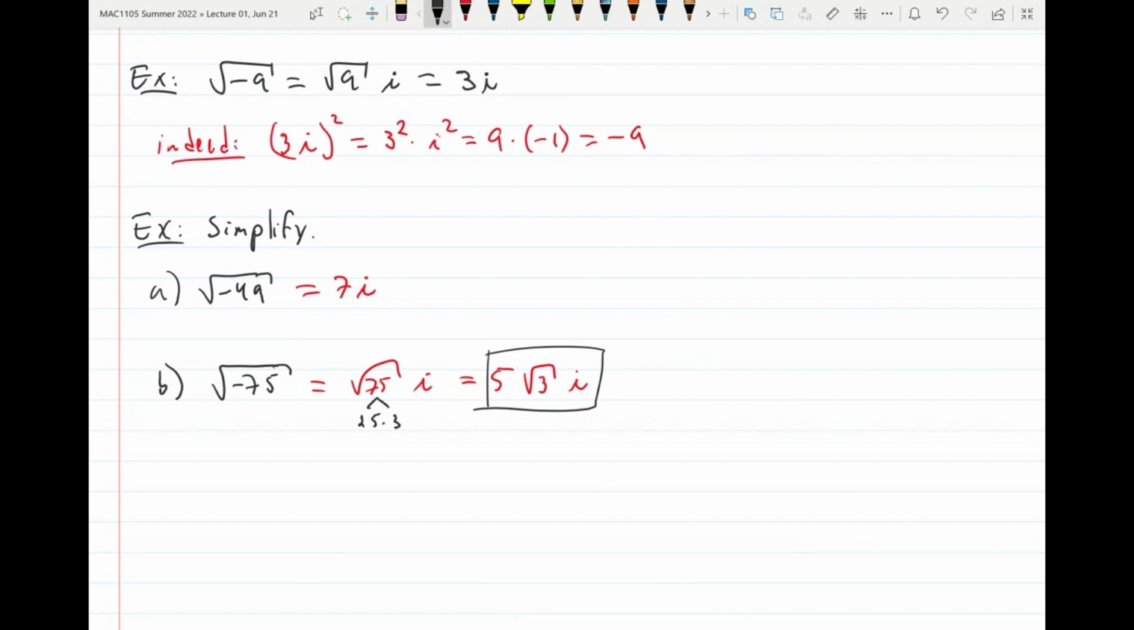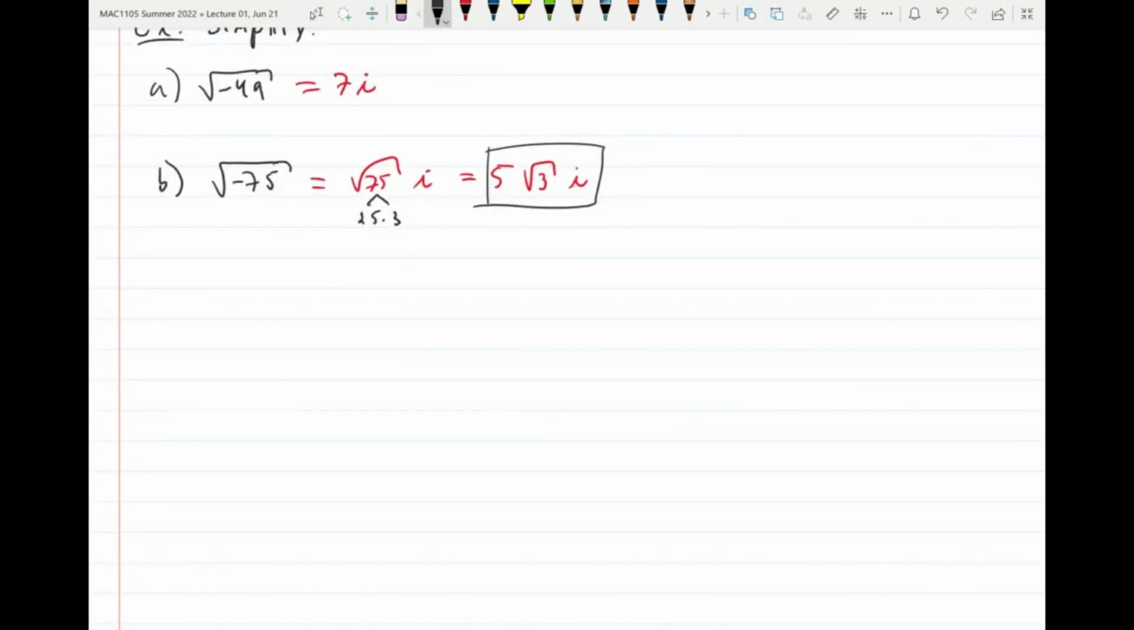If I ask you, what's i to the 343? How do you do something like this? Okay, so that's what it means. So let's explore this idea. So, powers of i.